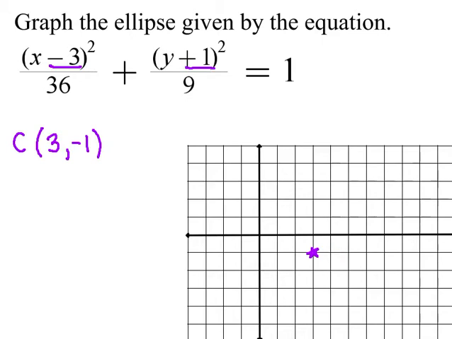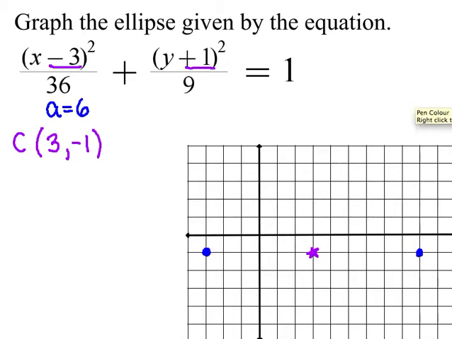Now I need to find what A is. Remember, A always is the largest number. 36. So A squared is 36, which means that A is 6. So 6 long. So 6 is paired with the X, right? So here's my center. X goes left to right. So I'm going to go 6 this way, and I'm going to go 6 this way.